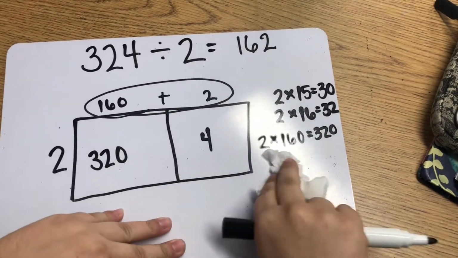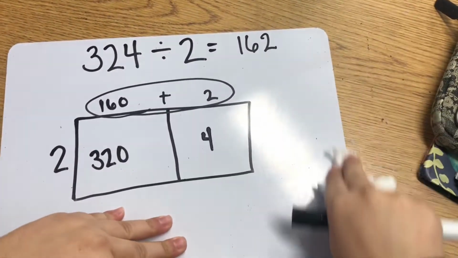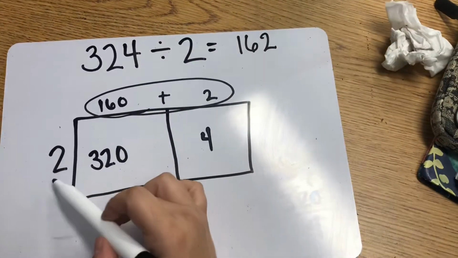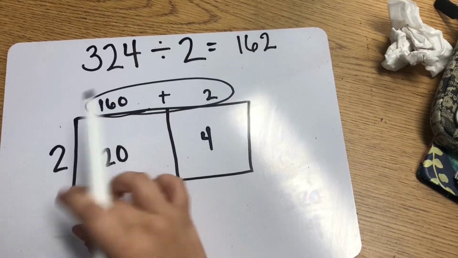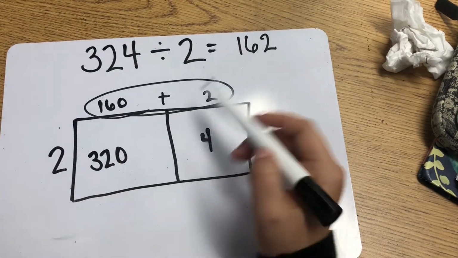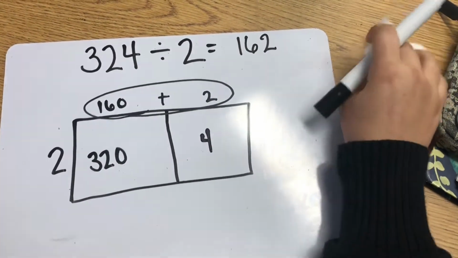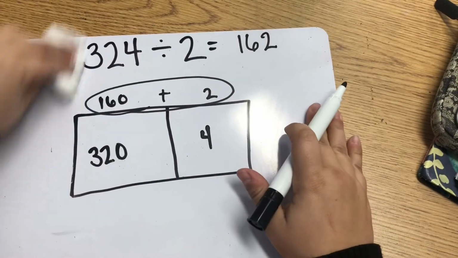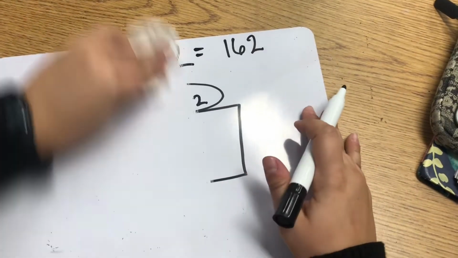Well, you can always check your work, but with this strategy, it's right in front of you. If you want to do 2 times 160 and then 2 times 4, it should equal the numbers that are right below. So let's do another one. Let's do one from the homework lesson maybe.